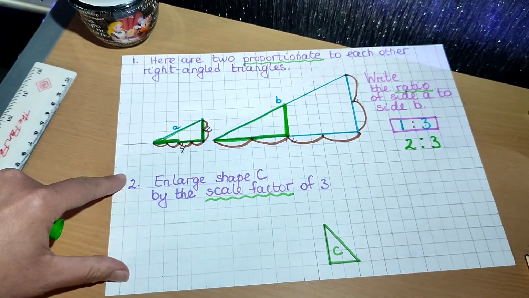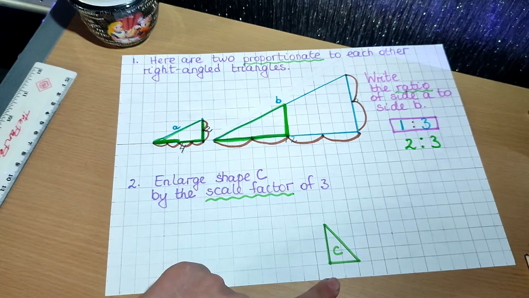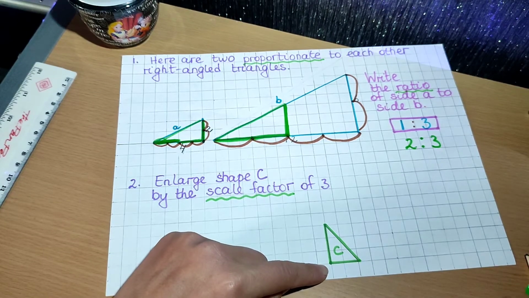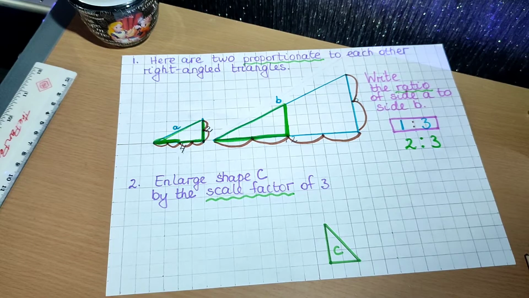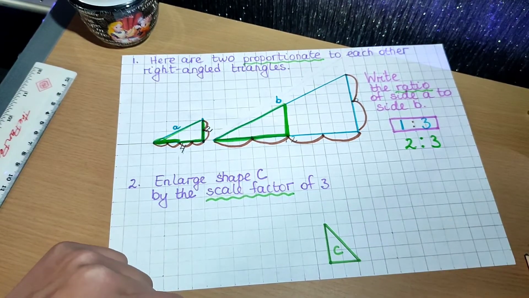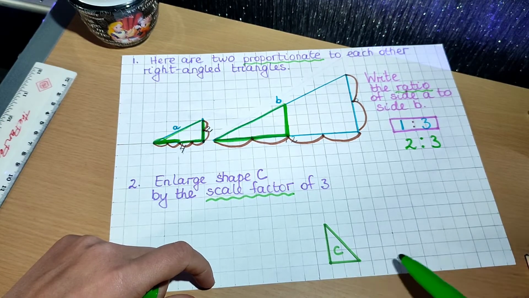Right. Okay, second question is enlarge shape C. This is shape C by the scale factor of 3. What it means is that you need to enlarge this triangle by 3 times. So everything needs to be enlarged by 3 times, not just 3 squares added on to the sides. That's what quite often children do, but you have to times each side by 3.